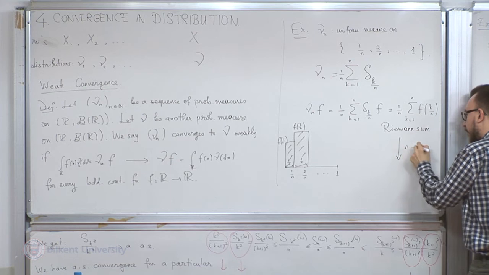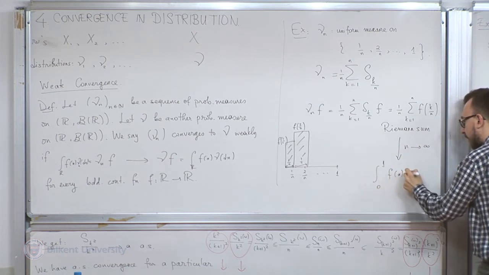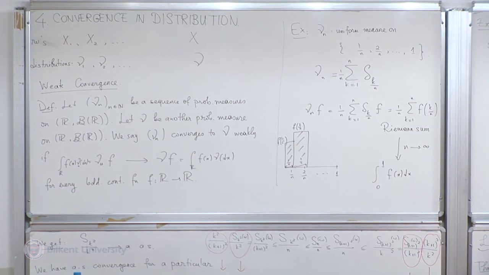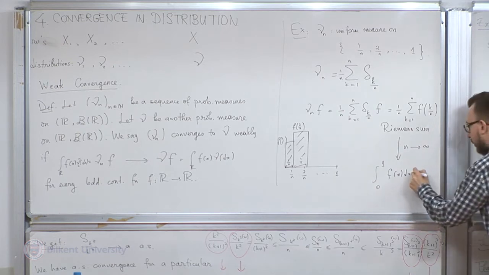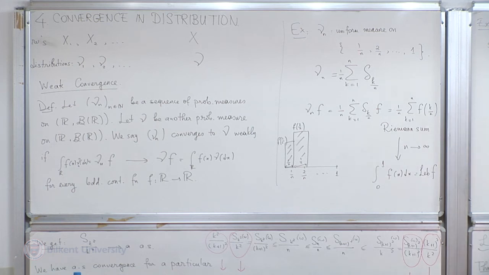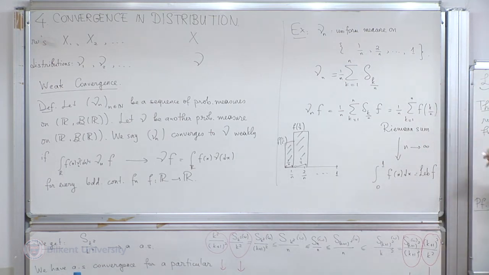So if you let n go to infinity, this converges to the Riemann integral, 0 to 1, f of x dx. This means it is the integral of f with respect to which measure? If you have dx, Lebesgue measure. So this is just the integral of f with respect to Lebesgue. What does this tell us? This tells us that those discrete uniform measures converge to the continuous uniform measure, which is Lebesgue.